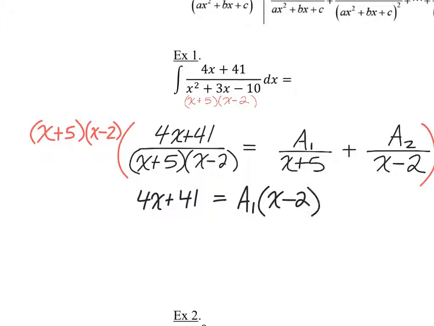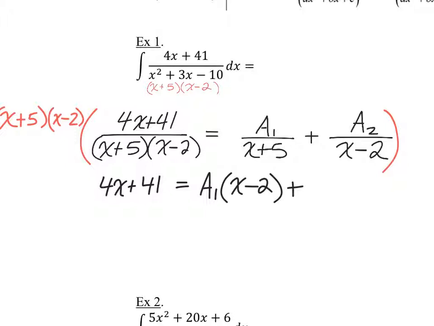and x minus 2. And then for the second one, the x minus 2s are going to cancel out, leaving me with an A2 x plus 5. So we're moving in the right direction. Surprisingly.